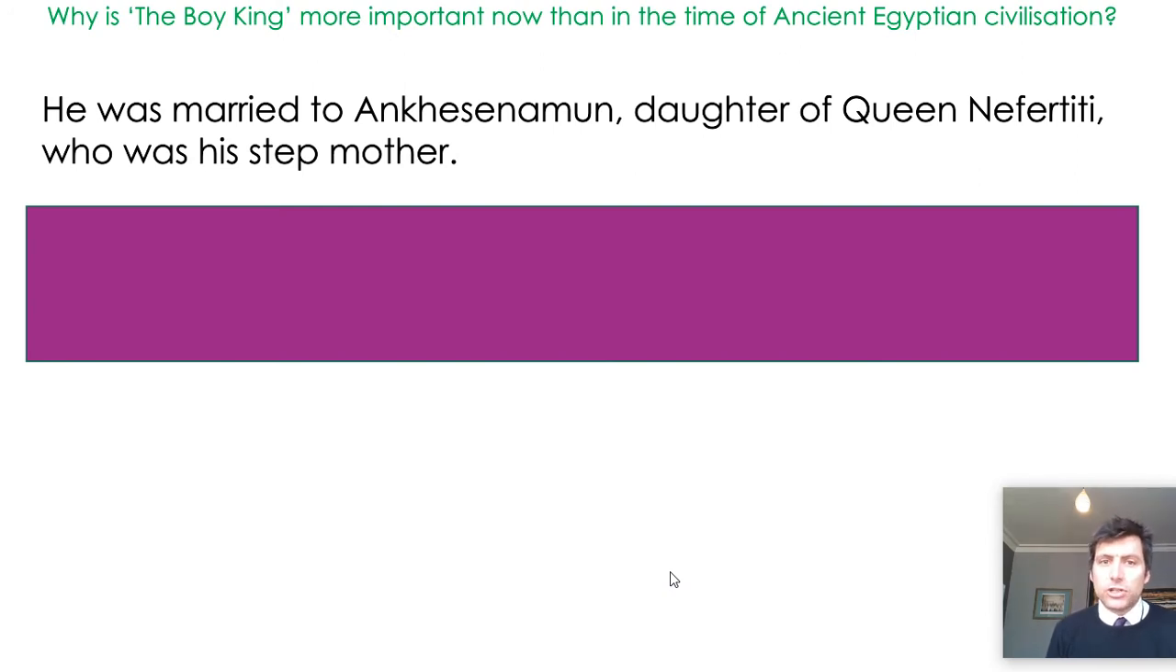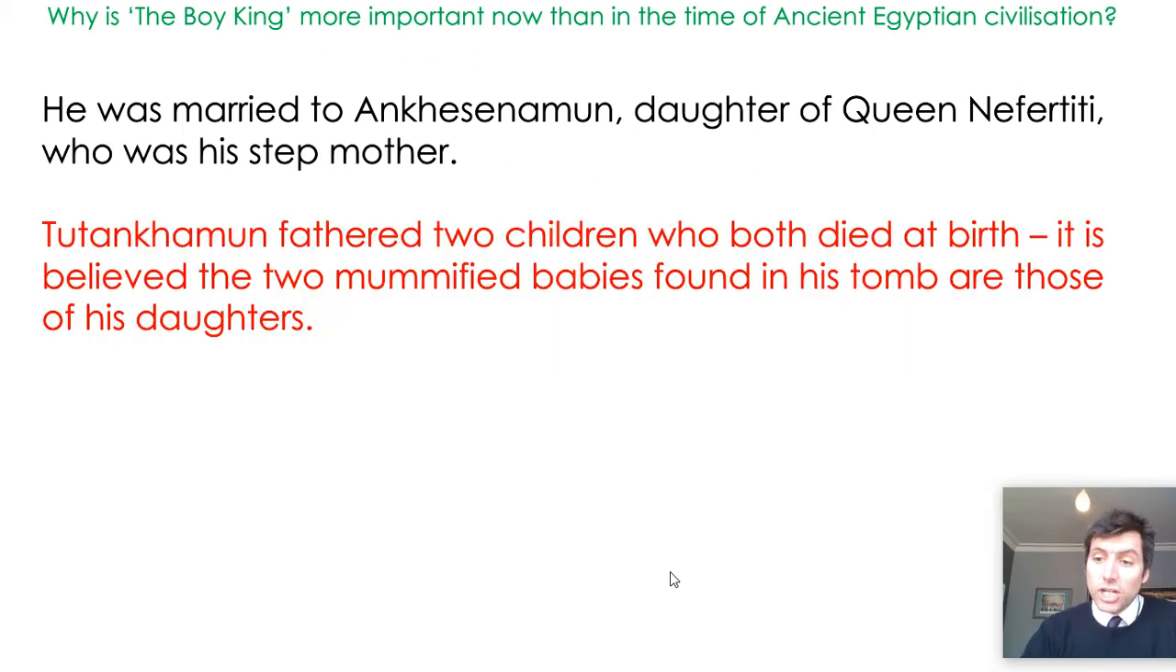He was married to somebody called Ankhesenamun, and she was the daughter of Queen Nefertiti, who was his stepmother. So it's a little bit like marrying his stepsister. But that was how things were allowed to be back then, especially if you were an important person like a noble, a vizier, or a pharaoh. He had 2 children, even though he was only 18 when he died. They both died when he was born.